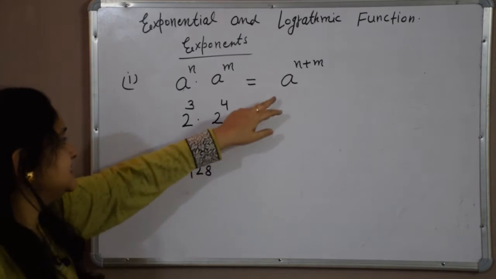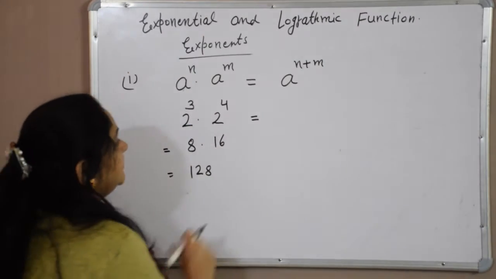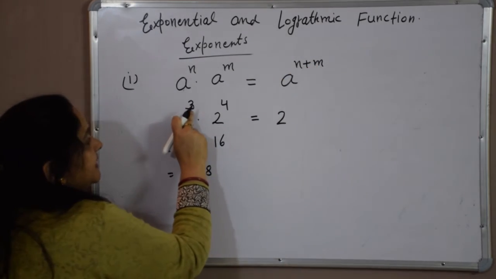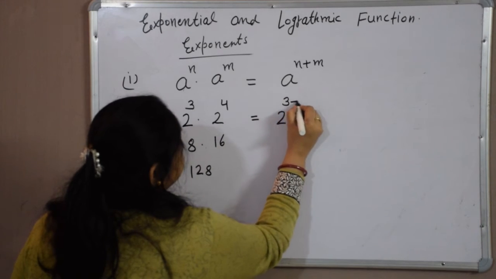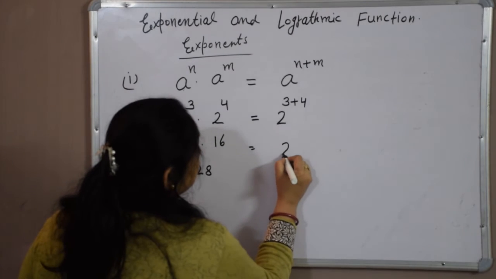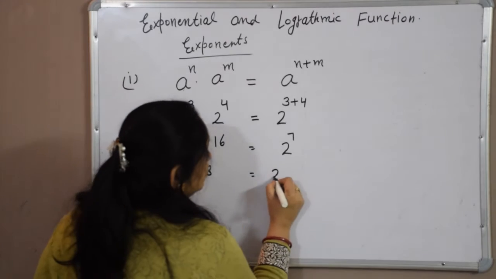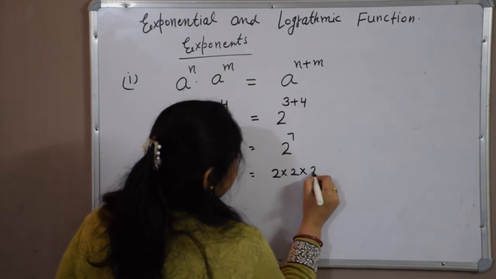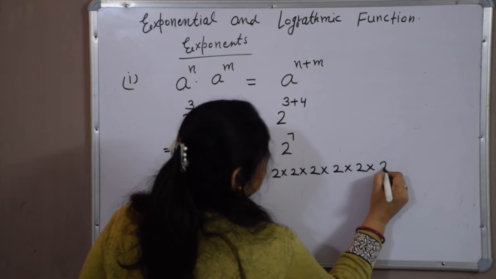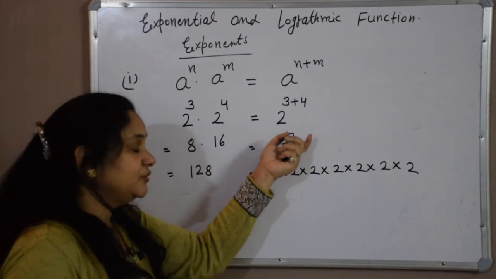By comparing, we can see that our base is the same. And what is our base here? It is a. So we can take it as 2 raised to power n plus m. What is our n? n is here 3 and m is this. We are adding them, so it becomes 2 raised to power 7. 2 raised to power 7 means what? 2 is multiplied with itself 7 times. This is the meaning of 2 raised to power 7.